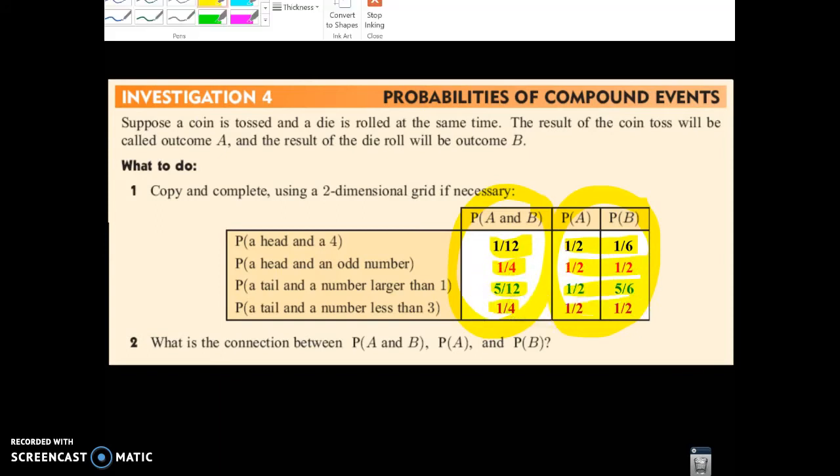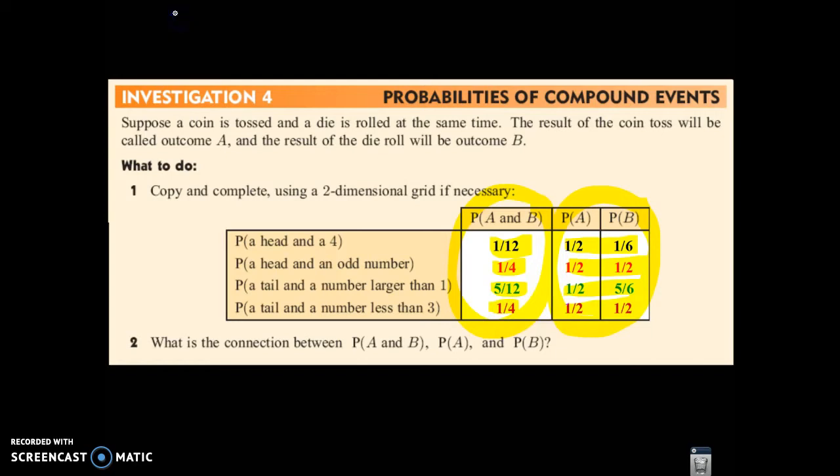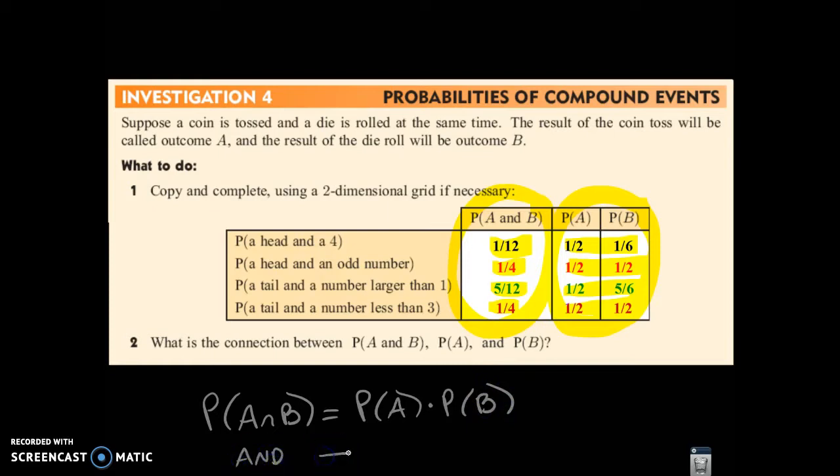So to write this in general terms or in symbols, what we can do is to say that the probability of A and B, the intersection, is equal to the probability of A times the probability of B. Now this is a very important rule to remember. And will generally imply that you should multiply.